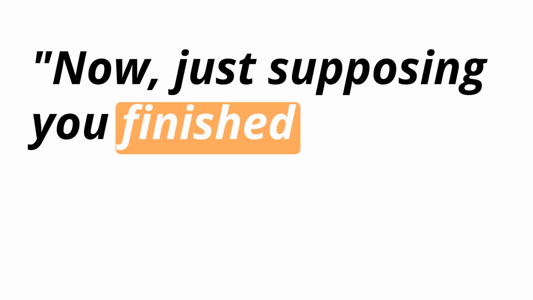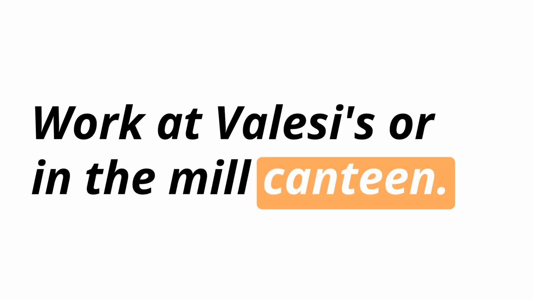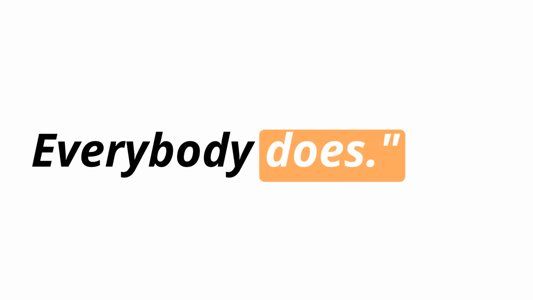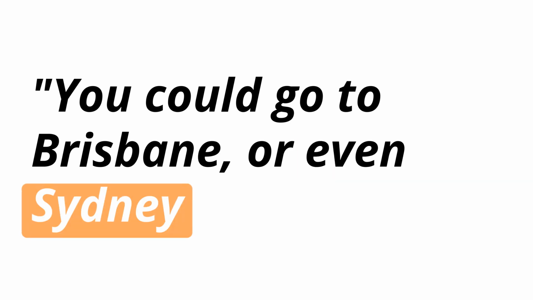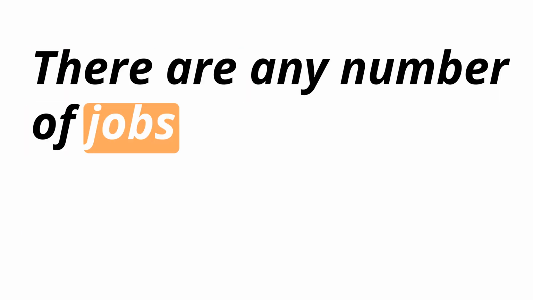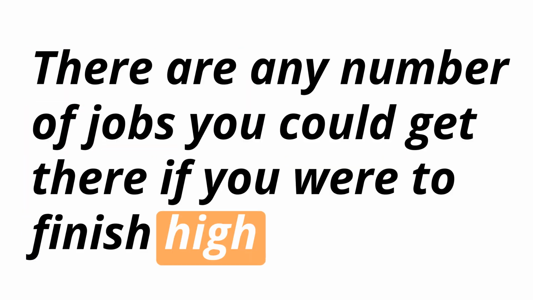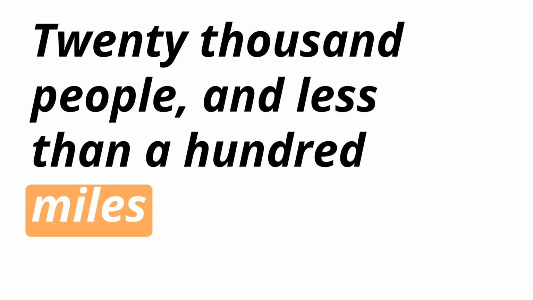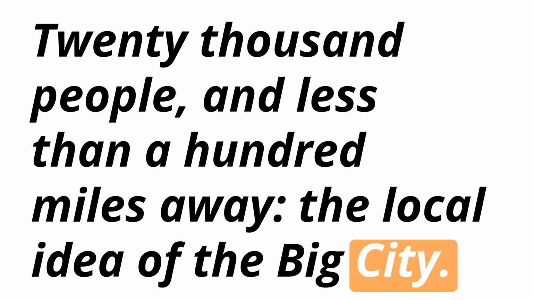"Now, just supposing you finished high school, then what would you do?" "Same thing, work at Valisi's or in the mill canteen. Till I'm married, everybody does." "You could go to Brisbane or even Sydney or Melbourne. There are any number of jobs you could get there if you were to finish high school. There would be theatres to go to, plays to see, and libraries." "Delos, this town doesn't even have a library." Silence. "Have you ever been out of this town, Delos?" "Been to Cairns once." Cairns, 20,000 people and less than 100 miles away, the local idea of the big city.